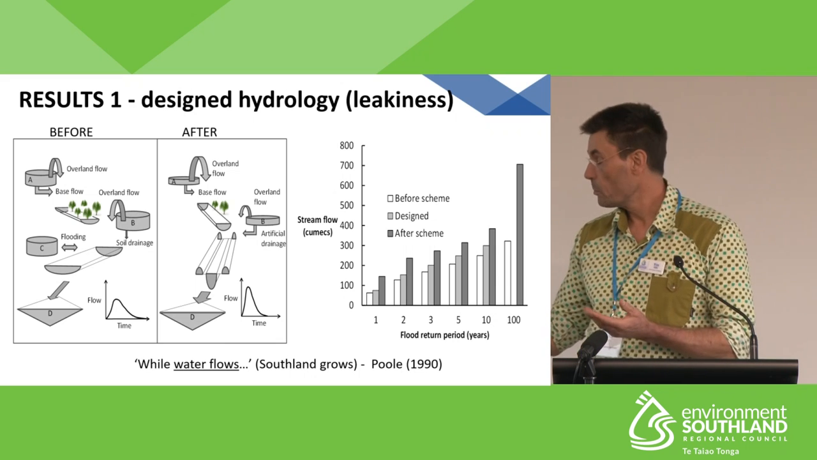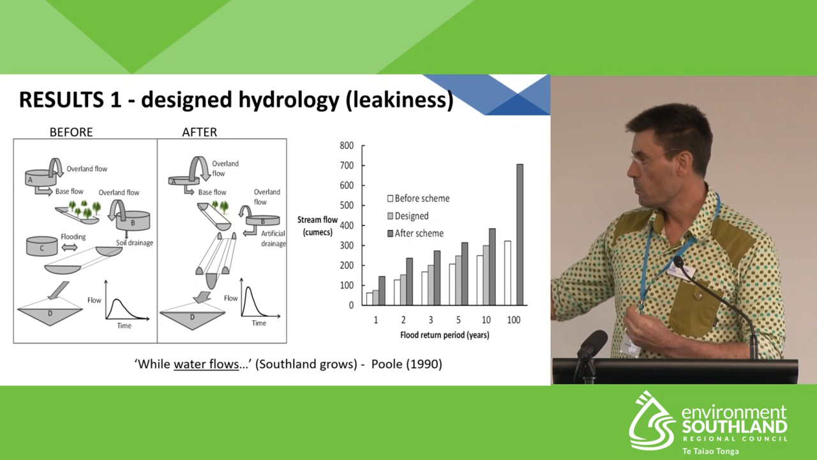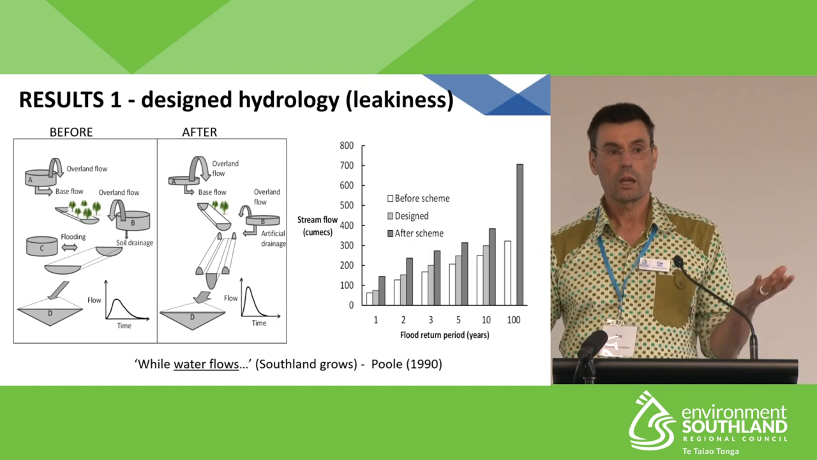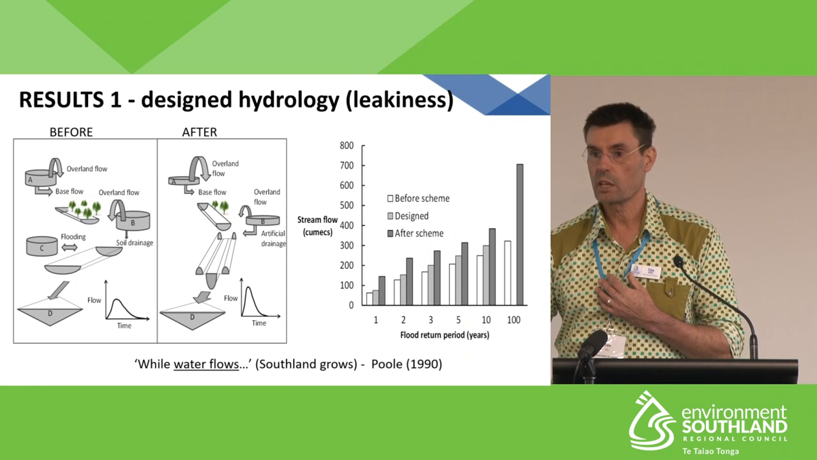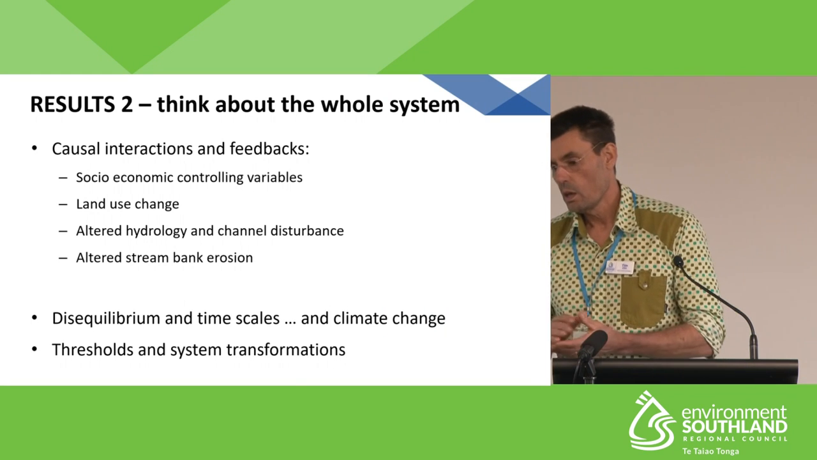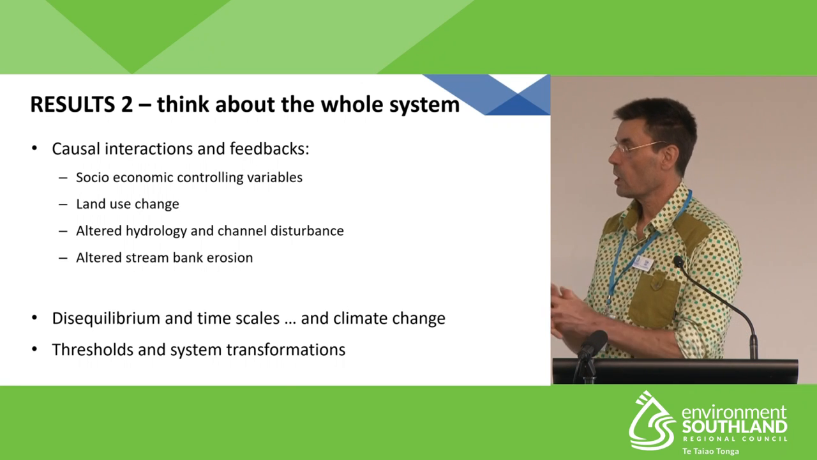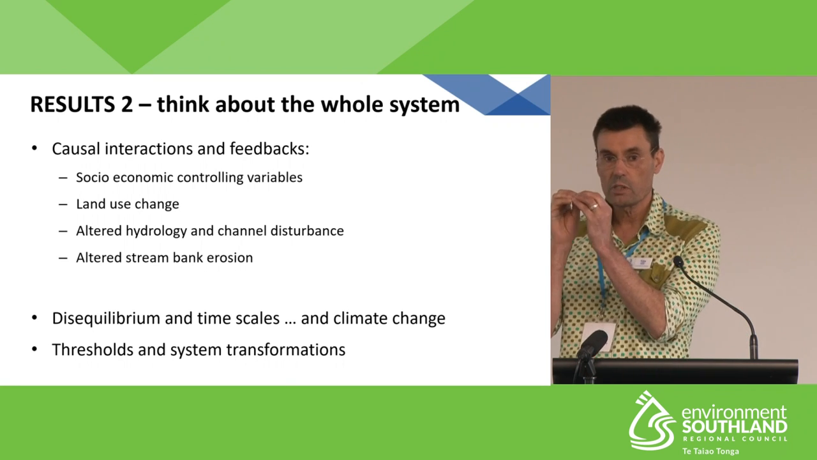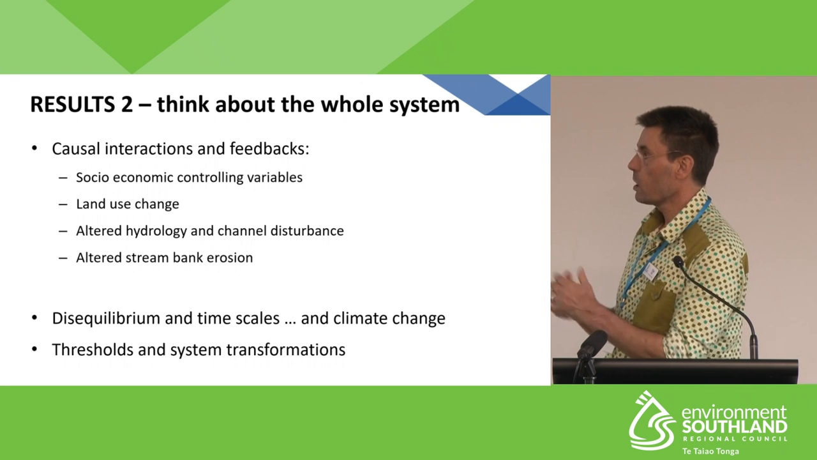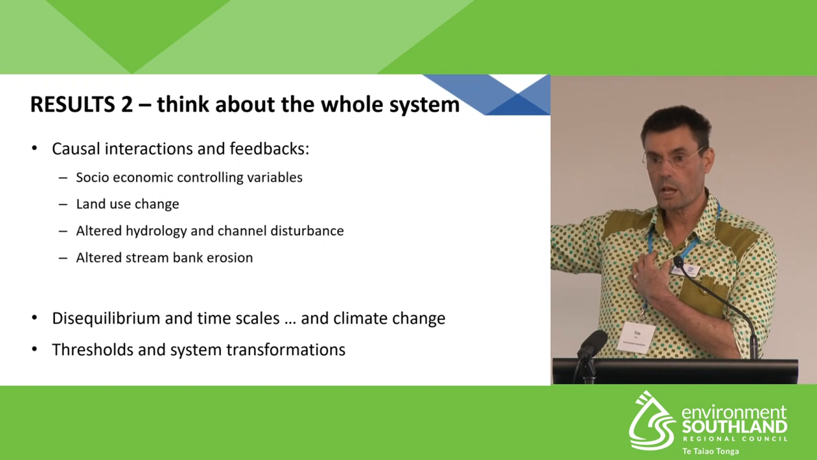And a lot of you may be aware of the Southland Catchment Board up until 1990, which had the slogan, while water flows, Southland grows. So getting the water away was seen as good for Southland. We need to think about the whole system, and again, just remember we started with a very, very small brief to talk about stream bank erosion, but we're blowing it out now to what are the socio-economic controlling variables, and we saw some of those in the last slide.